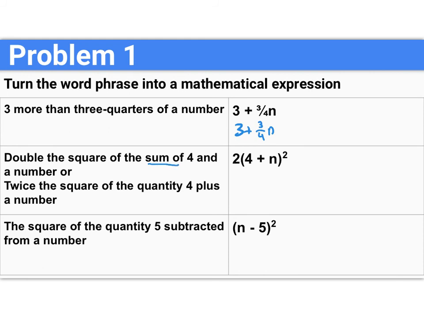The sum of, whenever you see the sum of, you know something is going in parentheses. The quantity, the square of the quantity, the square of, you know that something is going in parentheses. And what goes in parentheses? The quantity 5 subtracted from a number.